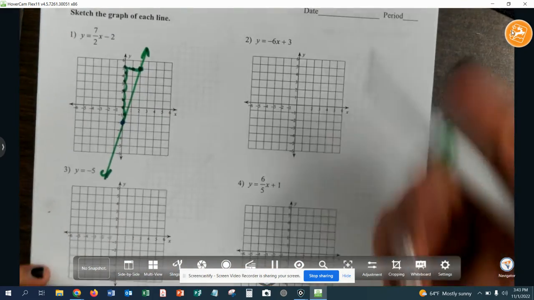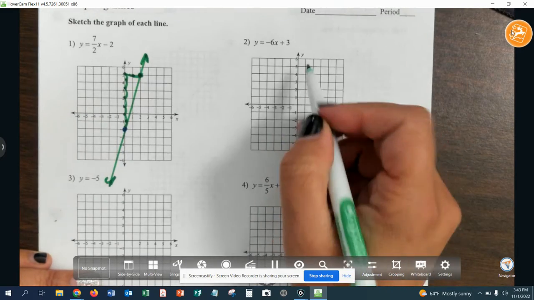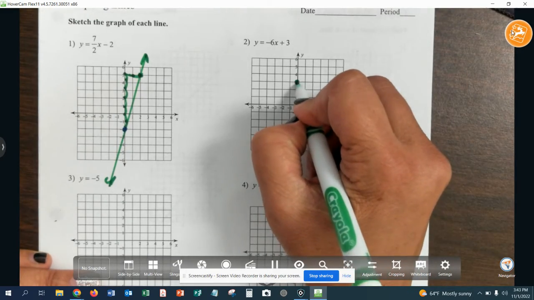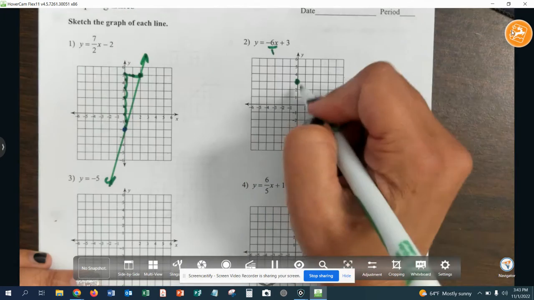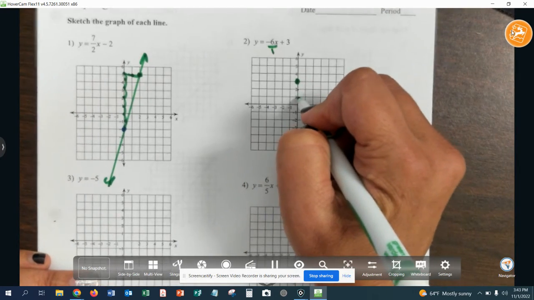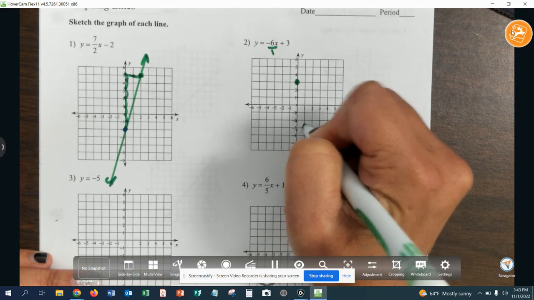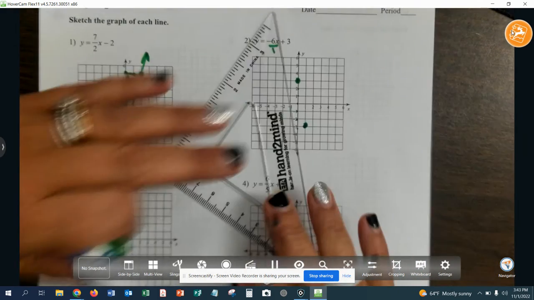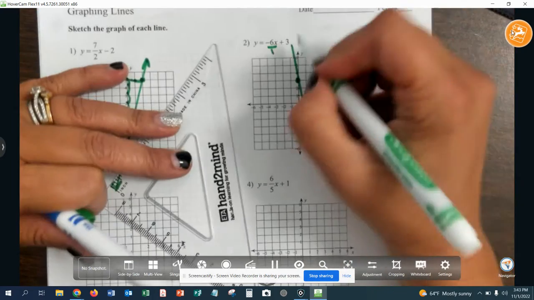Now, the next one, we're going to start at the 3 on the y-intercept. It's 0 and 3. So all we're going to do is dot. And look, this is a -6, so it's a -6 over 1. We're going to go down 6, 1, 2, 3, 4, 5, 6, and over 1. Dot. And that's it. See, this is a negative slope. Going to go down. Perfect.